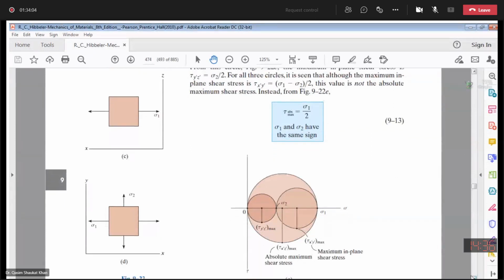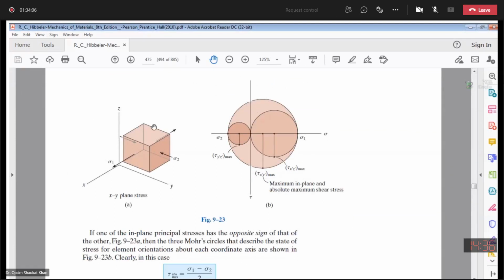And in the second scenario, when one of the principal stresses is negative and the other principal stress is positive, you will get this figure. Sigma 2 is negative, so 0 to sigma 2. Sigma 1 is positive, so 0 to sigma 1. Always remember, this case will remain the same, because the larger principal stress will always be sigma 1 and the smaller principal stress will always be sigma 2.